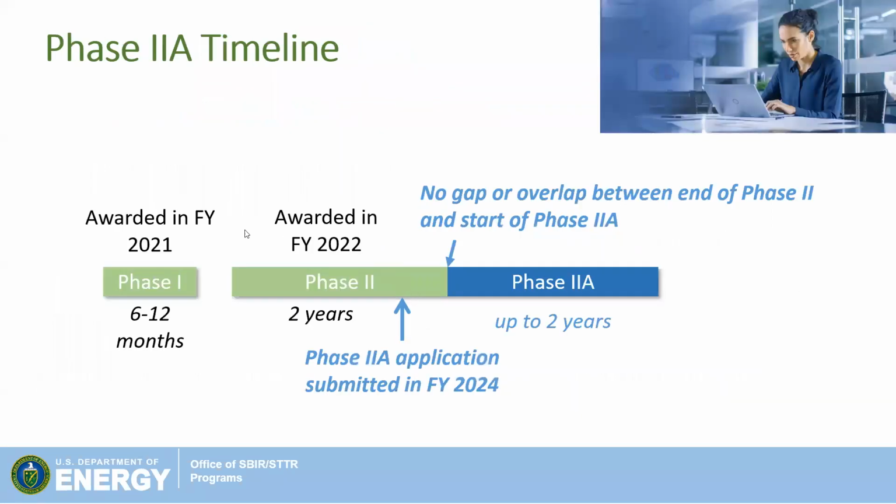So if you were awarded your phase 2 award in fiscal year 2022, and you are nearing the completion of that, and you're going to submit your phase 2A application coming up with this cycle, if you are awarded, there will be no gap between the end of phase 2 and the start of phase 2A, and you only have one opportunity to submit the phase 2A application.